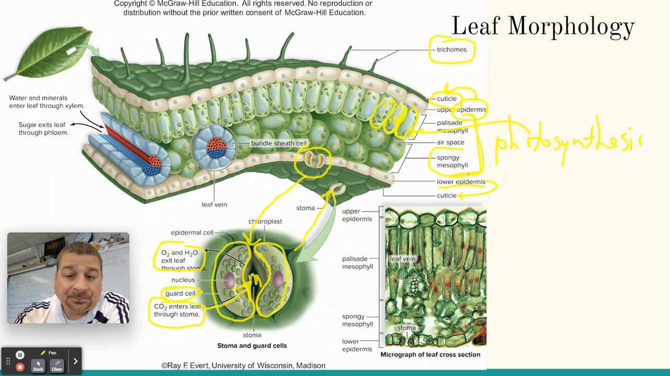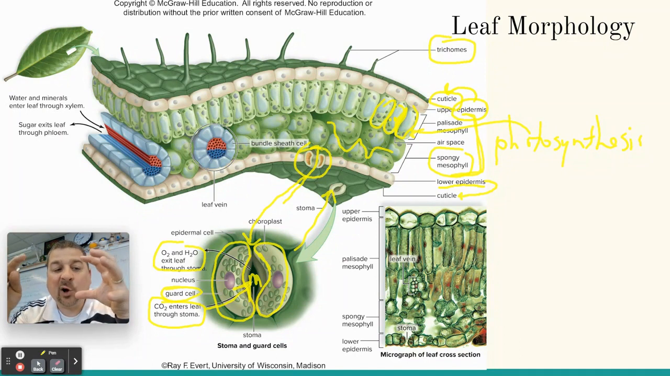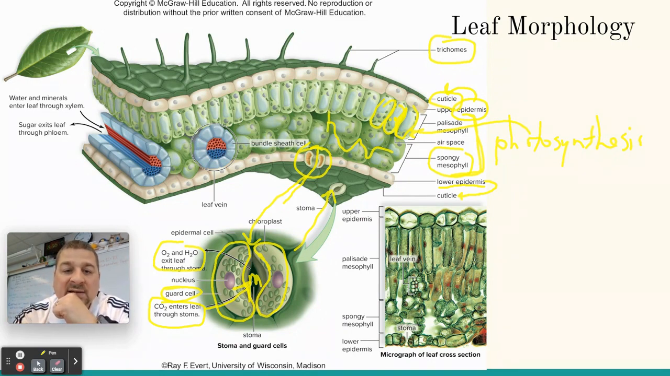Spongy mesophyll are not quite so tightly packed, so there's airspace in between them. As the gases come into the leaf, it adds some space just to hold some air in the leaf, to hold some of that CO2 in place until it can work its way up into the palisade mesophyll. The spongy mesophyll cells will do some photosynthesis, just not as much, since they don't have quite as many chloroplasts as the palisade mesophyll.